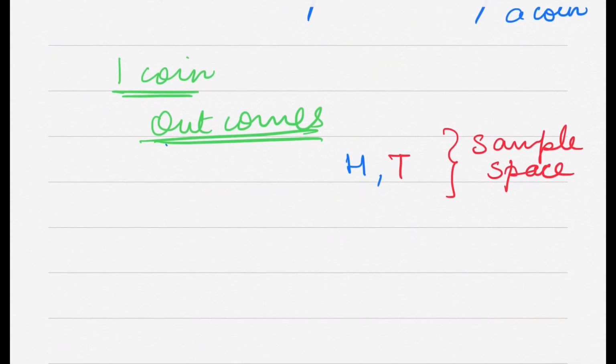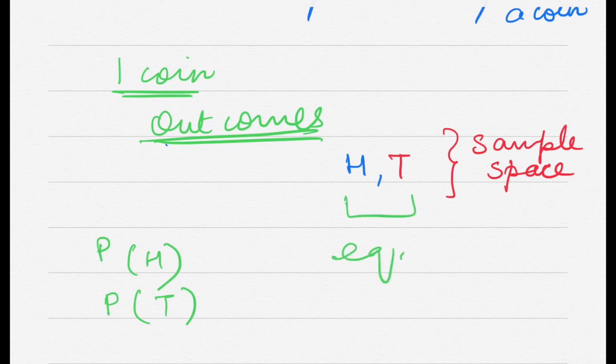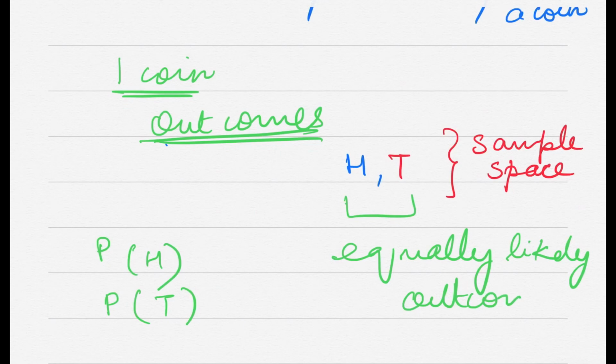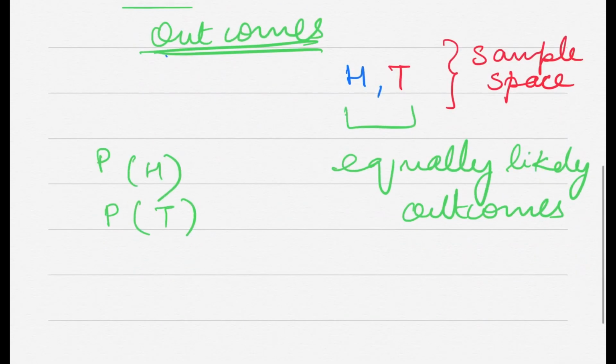Now the questions might ask what is the probability of getting a head, or what is the probability of getting a tail, because there are only two outcomes. Both are equally likely outcomes, so we can get either heads or tails. Equally likely means the probability of getting head will be 1 by 2, because favorable outcomes are only one, and total outcomes are 2.